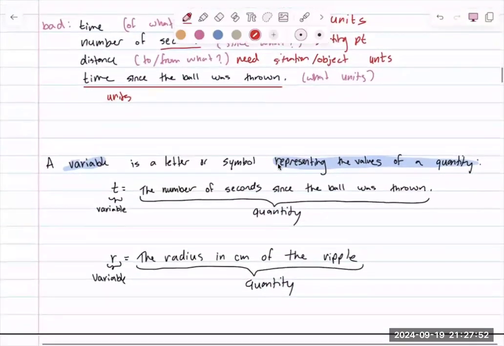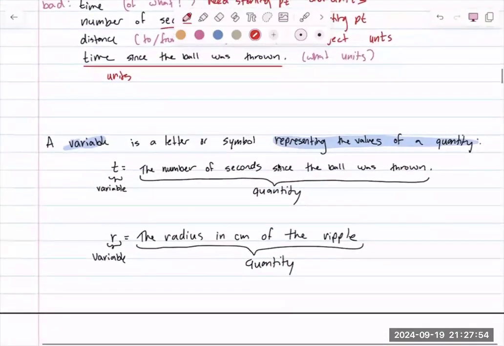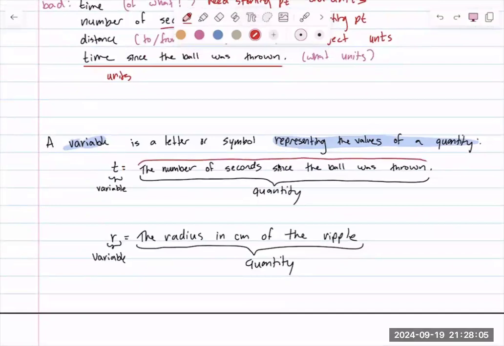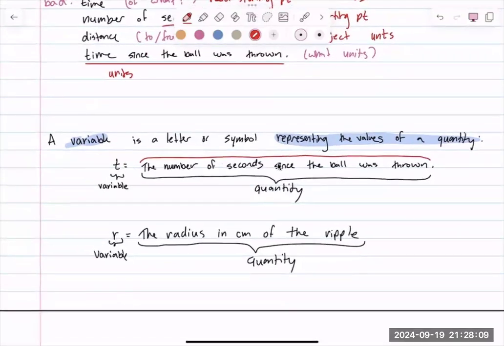So a variable is just a letter or symbol that represents the values of a quantity. So if we have our variable t here, that could, for example, be representing the values of the quantity of seconds since the ball was thrown. And for example, if we had a variable, let's say r, this is our variable here, we could say that r represents values of the radius in centimeters of a ripple, if you did this example in class. Okay.